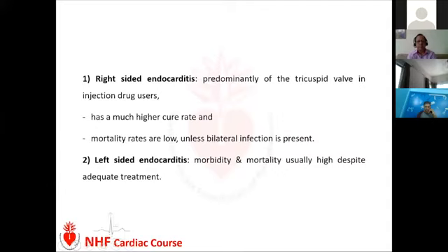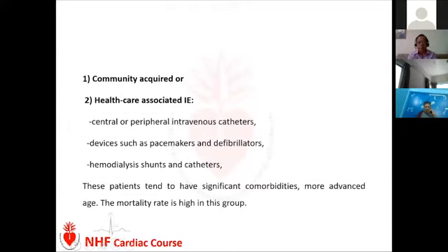Right-sided endocarditis predominantly involve tricuspid valves seen in intravenous drug users having higher cure rate. Mortality rate is low unless there is bilateral involvement. Left-sided endocarditis occurs in aortic and mitral valve. Despite adequate treatment, mortality and morbidity of this endocarditis is very high.